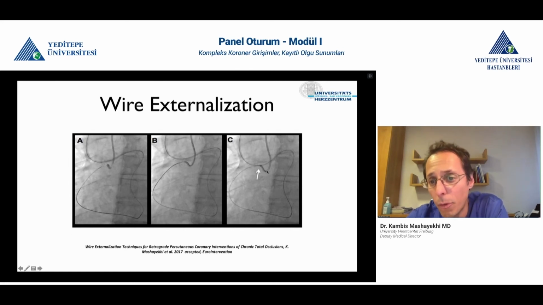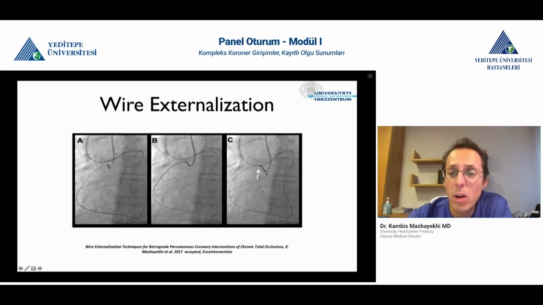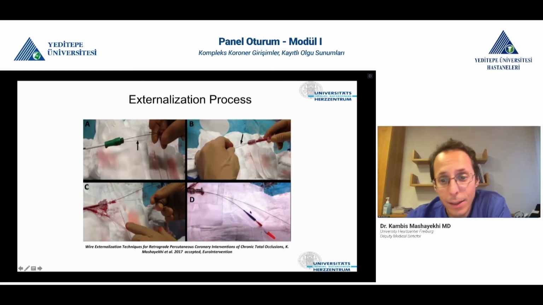And if you achieve this, normally you take a very, very long wire, which is the RG3 from Asahi or the R350 from Teleflex, for example. These are special dedicated externalization wires. And then you can just push the wire from your retrograde gear towards your antegrade gear. And this is your retrograde device, your microcatheter.